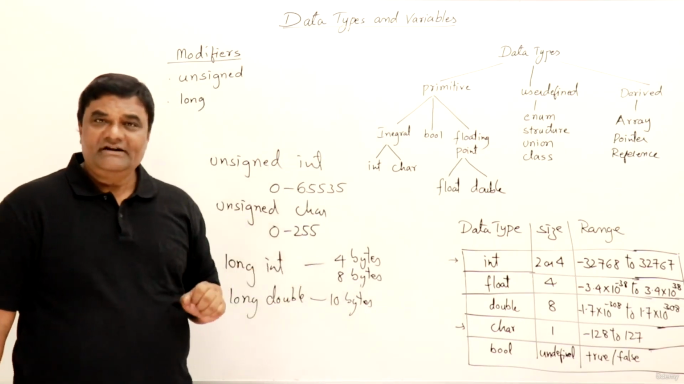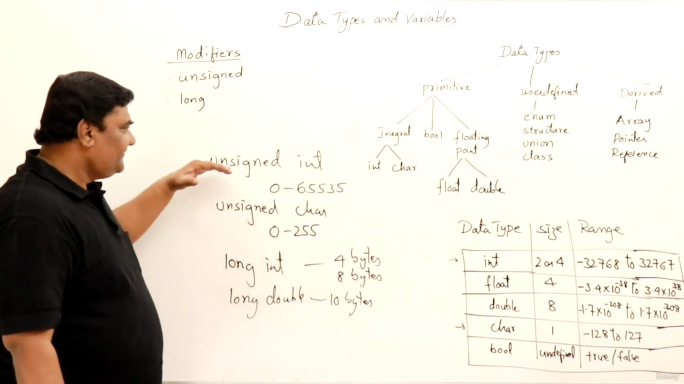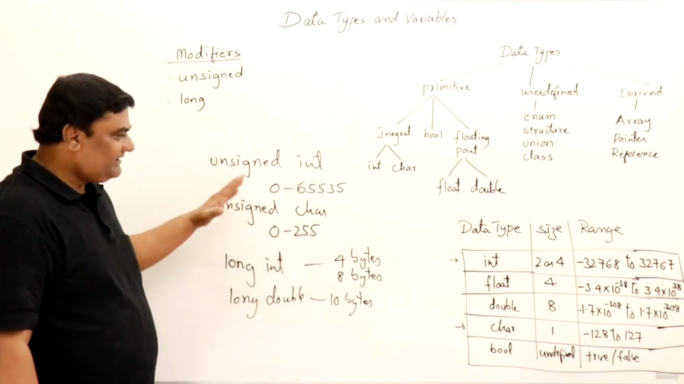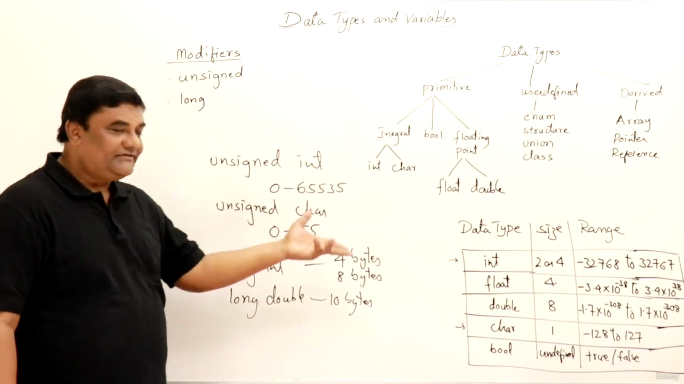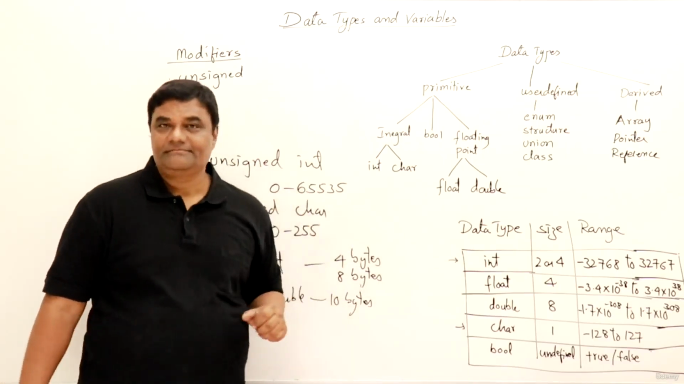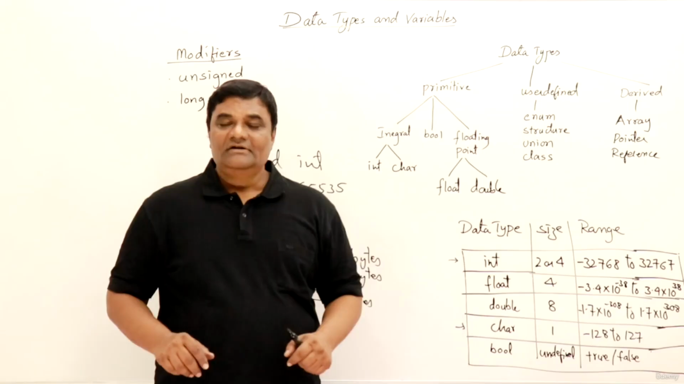So that's all about modifiers. You can use them with limited data types. You cannot use unsigned with everything and you cannot use long with everything. You cannot have long char. So that's all about the data types.